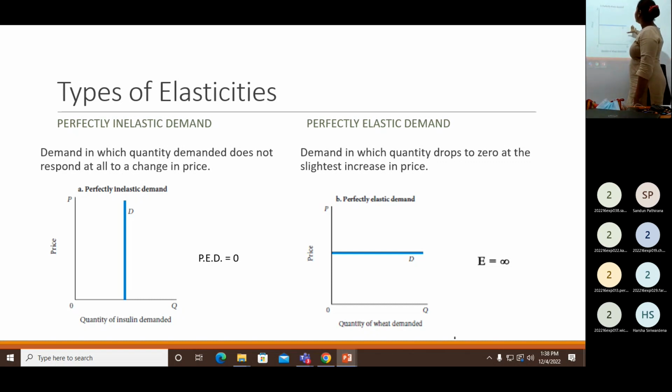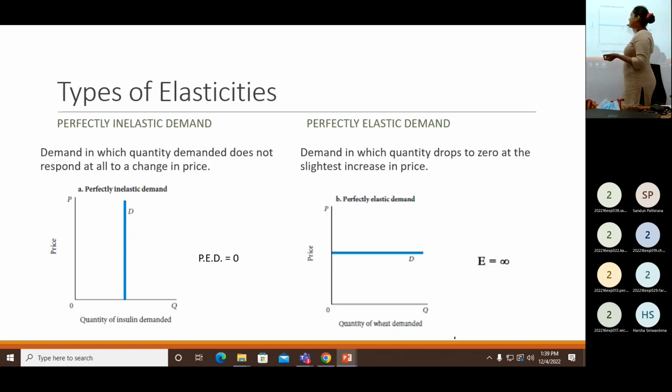Demand in which quantity drops to zero at the slightest increase in price. So perfectly elastic demand is that demand cannot tolerate any price change, right? So even for a small, slightest price increase, the demand could drop to zero. So demand can be at this level or somewhere here. But if your price increases even slightly, by a slight cent, your demand could quickly drop to zero, right?